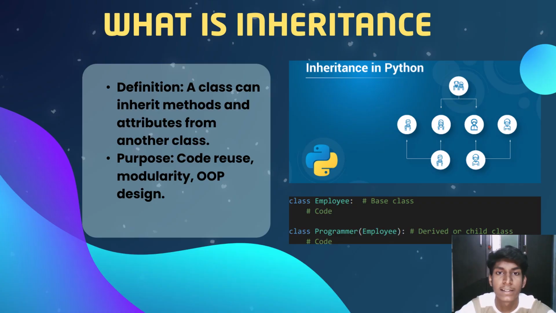So now, what is inheritance? Inheritance can be defined as a way through which a class inherits methods and attributes from another class. As you can see, we have a class named employee here, which is our base class. We have another class named programmer, which is a derived class or child class of our base class employee. We have written the name of our base class in parentheses here. This indicates that the programmer class is the derived class of our base class employee.